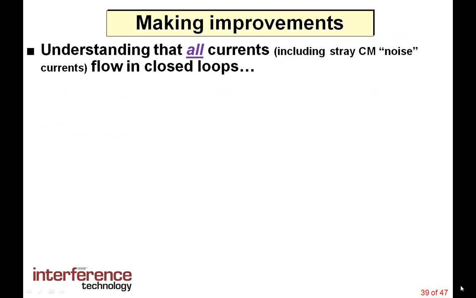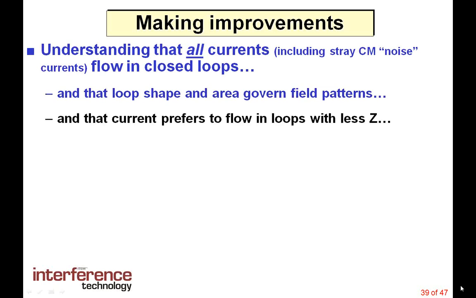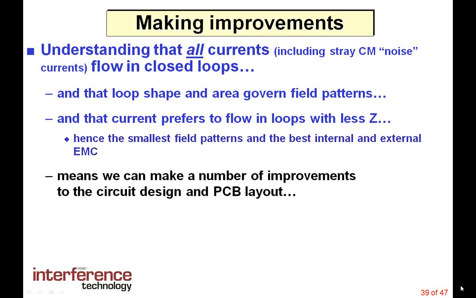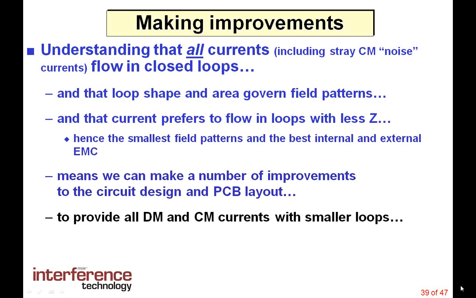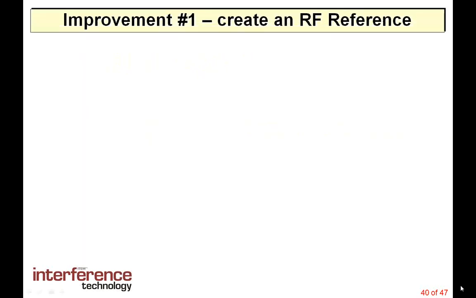What can we do? Well, we know now that all currents, including stray common mode noise currents, flow in closed loops. The loop shape and area govern the field patterns, and any kind of current prefers to flow in loops with the lower impedance. Hence, as I said before, the smallest field patterns give the best internal and external EMC. So we can make a number of improvements to the circuit design and board layout to provide all the differential and common mode currents with smaller loops, which they will naturally take. That'll improve our EMC. It'll also improve the signal to noise and all that stuff too.